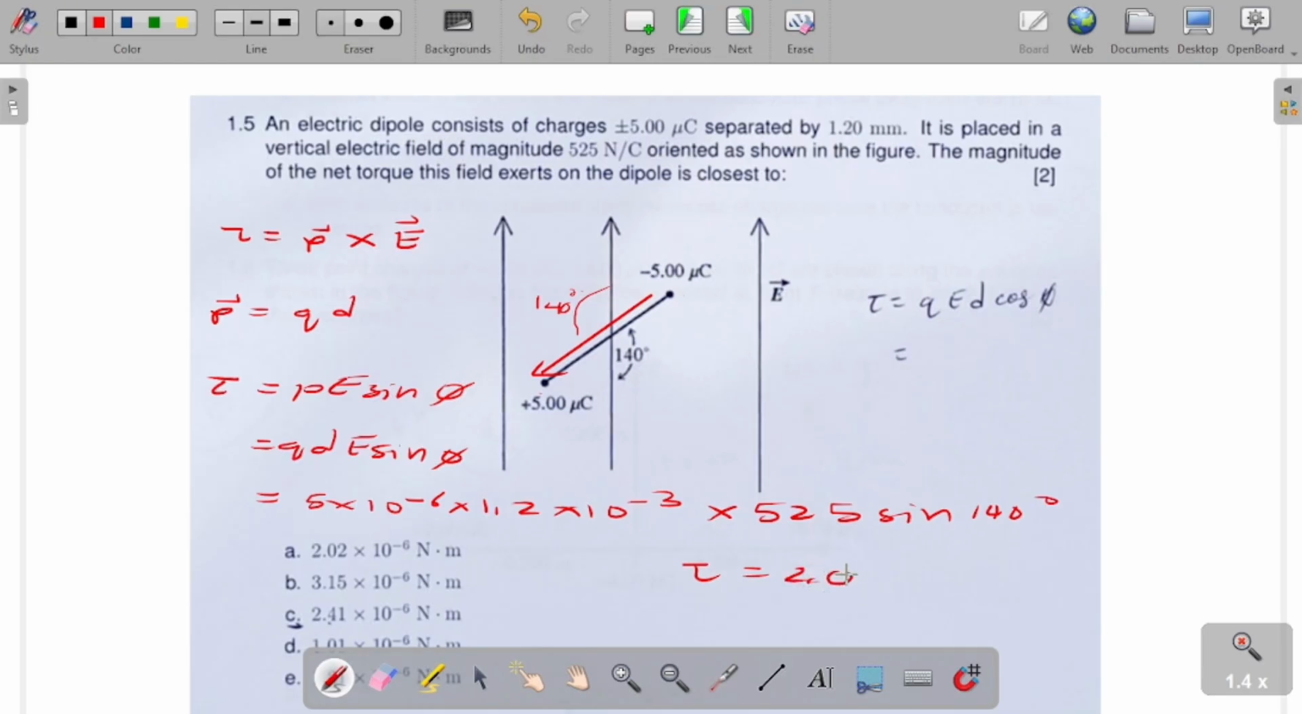I got 2.024 by 10 to the negative 6, which is closest to A.